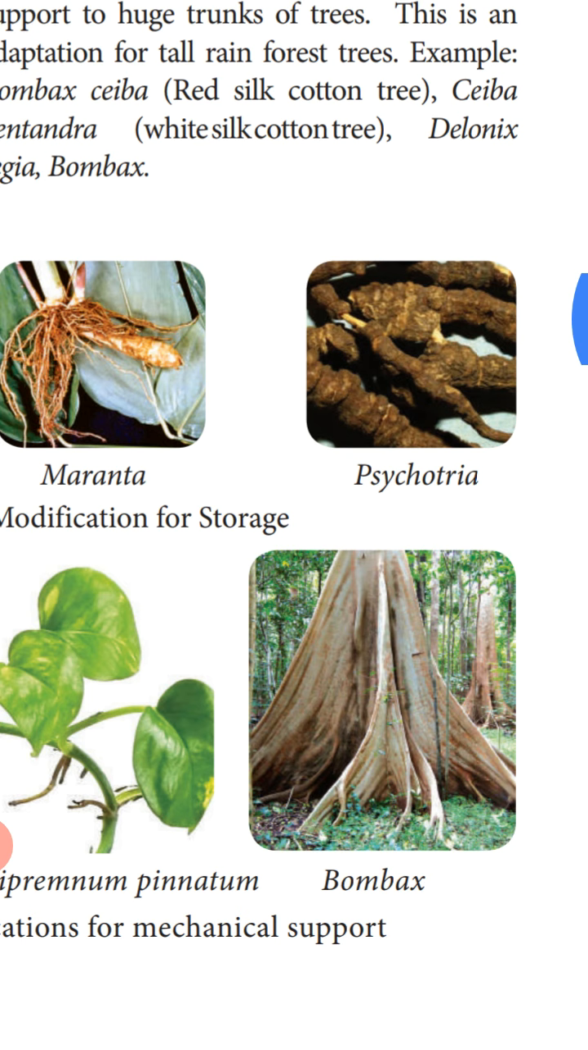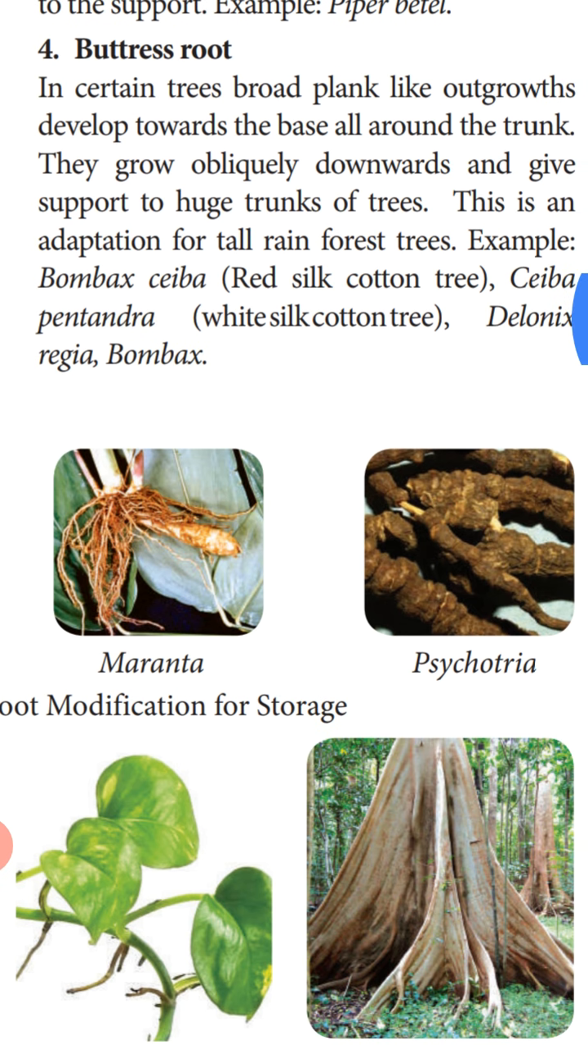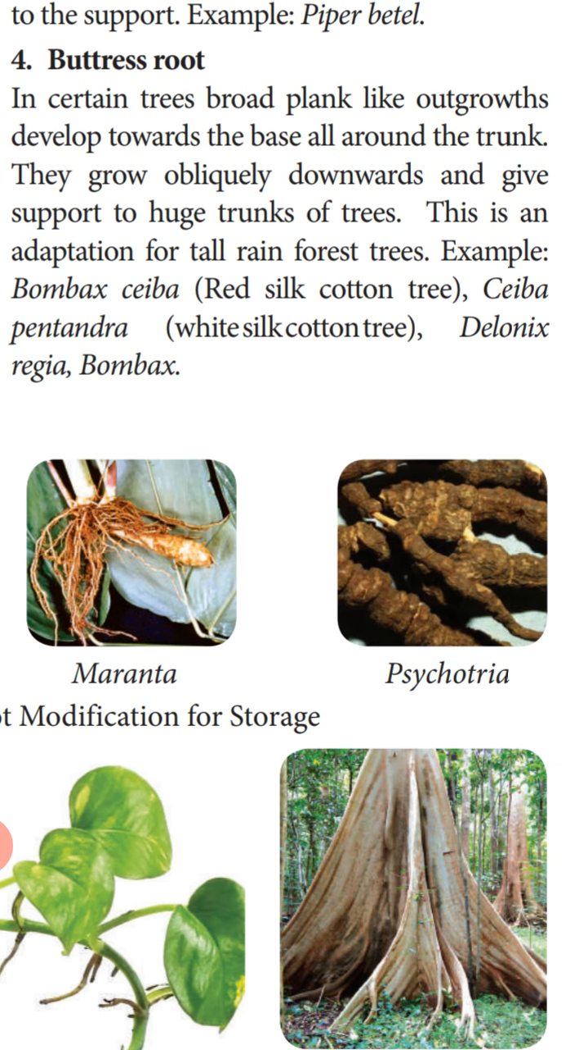Here you can see in this huge tree there are some wooden plank-like structures, wooden piece-like structures, which are growing from the lower region of the trunk. For huge trees there are some roots which grow like a wooden piece which is kept as a support. They are called the buttress roots. In certain trees, a broad plank-like outgrowth develops towards the base all around the trunk. They grow obliquely downwards and give support to huge trunks of trees.